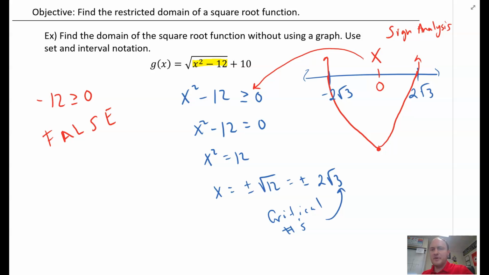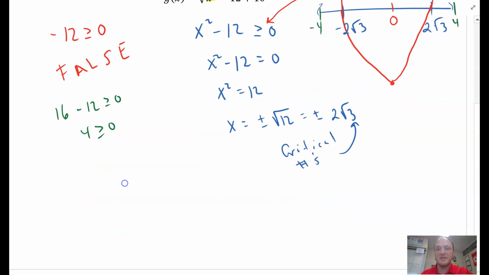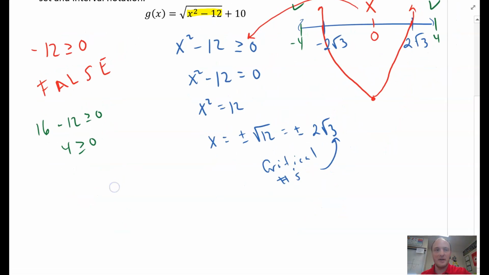Okay, and if you want to double check, you can just take numbers over here, such as 4, negative 4. They're both going to give you the same value. So I plug in 4 squared, that's 16. Okay, 16 minus 12, is that greater than or equal to 0? And you bet you that it is. Okay, same with negative 4. Okay, so these are your two solution regions. Okay, so how do I represent this for our answer or our solution?